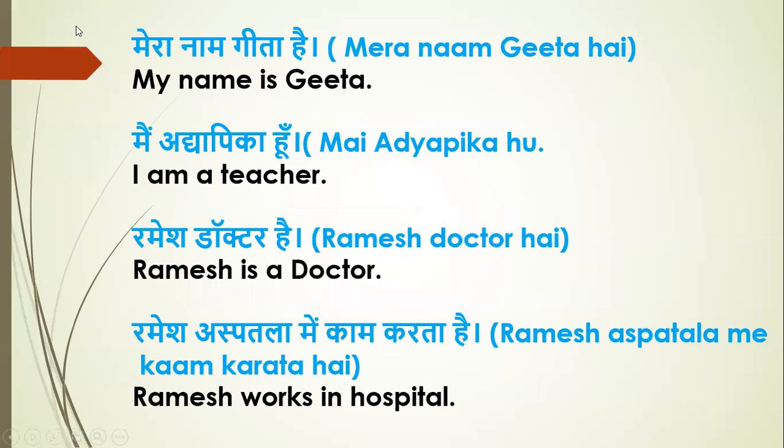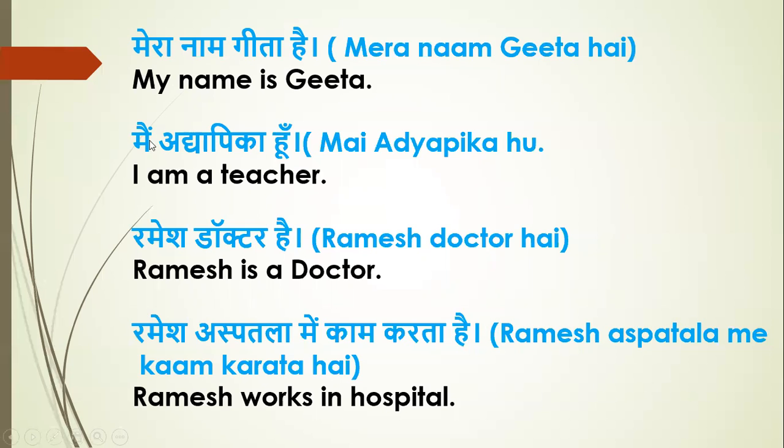And the second, when you want to say my name is, you can say like this, मेरा नाम गीता है. I am Geeta. In the place of Geeta, you can put your other name. I mean, मेरा नाम रमेश है, सुरेश है, उषा है, and so on.